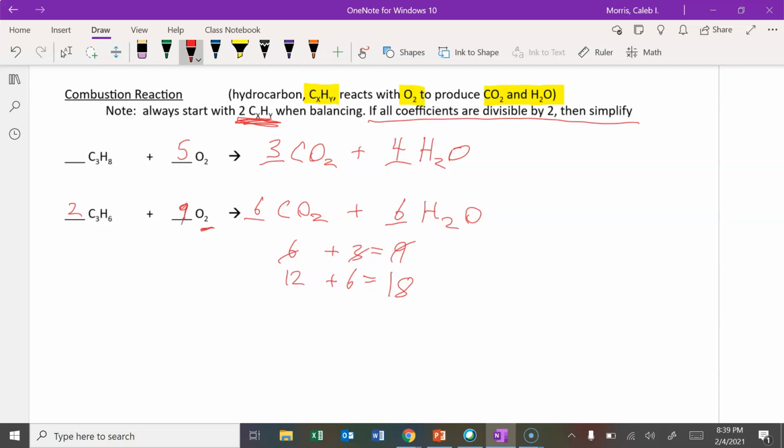So that's the way that I normally think about these problems. It makes it a little easier to balance.